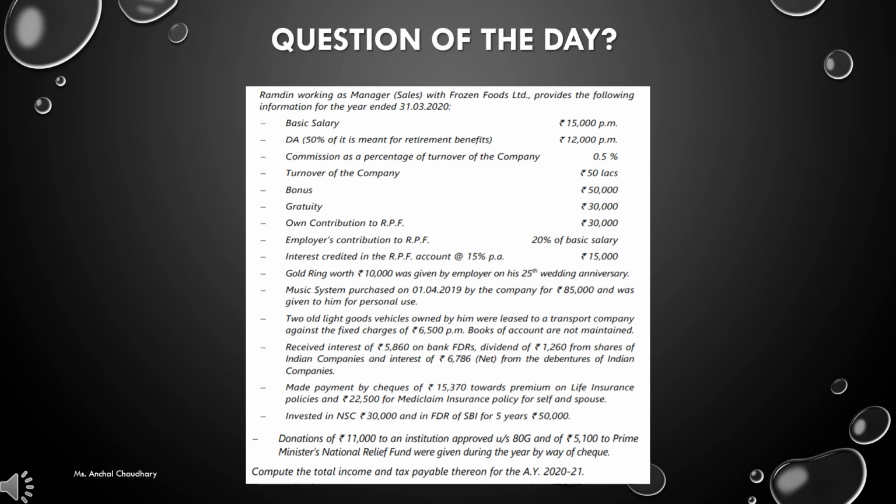Invested in NSC rupees 30,000 and in FDR of SBI for 5 years 50,000. Donations of rupees 11,000 to an institution approved under Section 80G and of rupees 5,100 to the Prime Minister National Relief Fund were given during the year by way of cheque. So you have to compute the total income and tax payable thereon for the assessment year 2020-21.